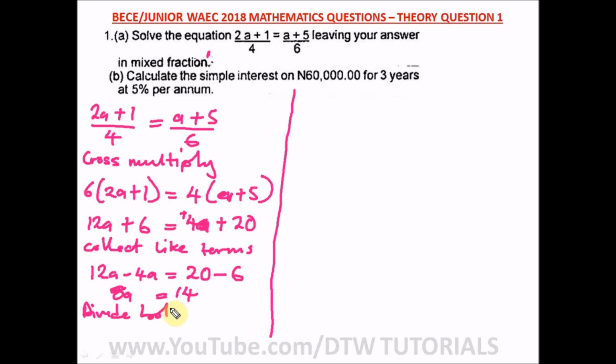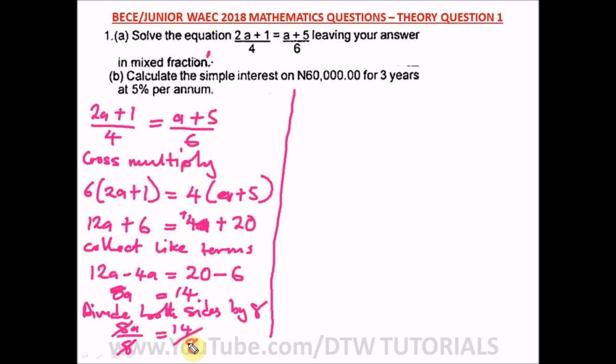You say divide both sides by 8. Remember why I'm writing this? Because it's your theory section, so make sure you write. So here we have 8a divided by 8 equal to 14 divided by 8. 8 will cancel out 8 here. What are we left with? We're left with a. Then we have 14 over 8.